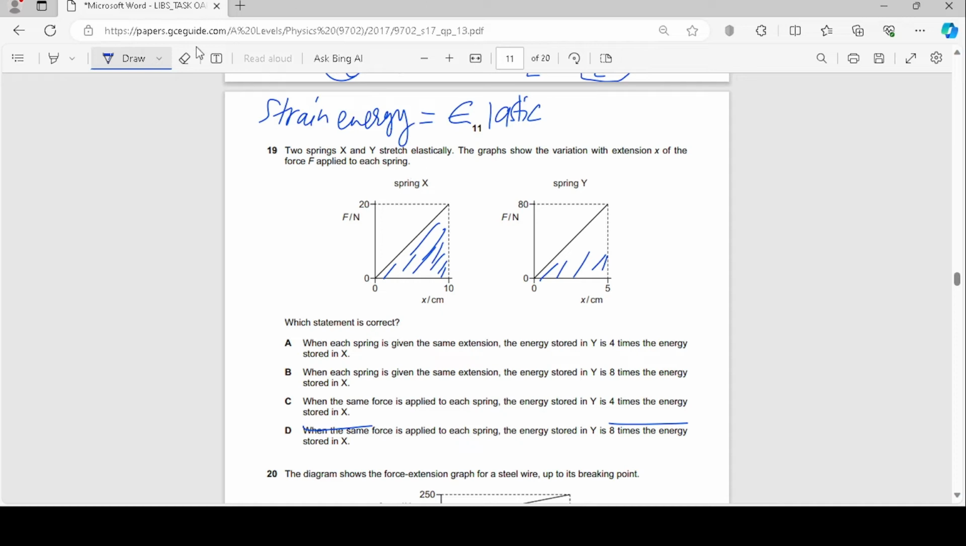Anyways, the point is that it's energy, so E. And how do you calculate it? It's the area under the curve, and this area is actually a triangle, right? A right angle triangle, which we all know how to calculate. It's half times the base, which is X, times the height, which is F. So it's half Fx.